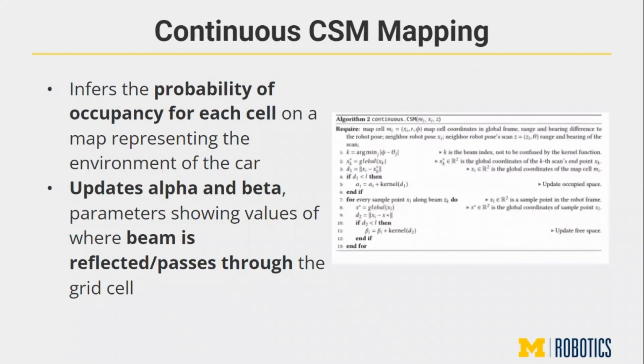The next portion was implementing the continuous CSM mapping. This algorithm infers the probability of occupancy for each cell on a map that represents the environment of the car. The algorithm is shown on the right-hand side, essentially updating the parameters alpha and beta, which show where the LiDAR beam is reflected or passes through the grid cell on the map.